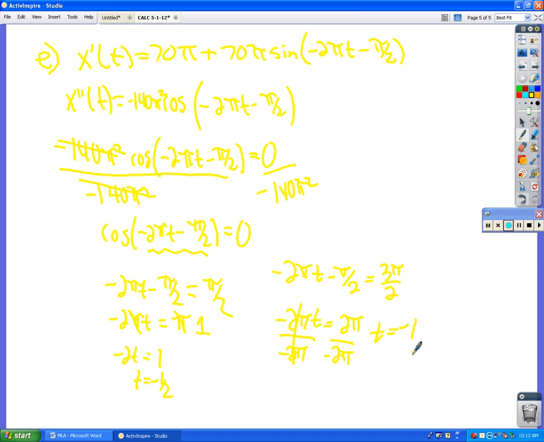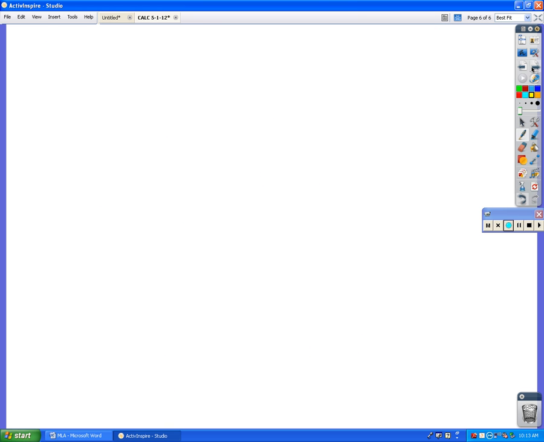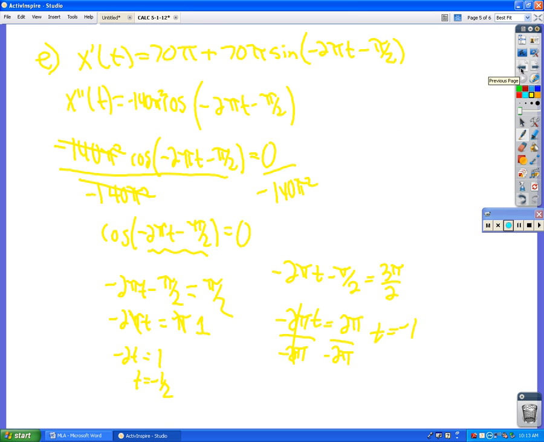Wrong direction. So instead of going this way from pi over 2 to 3 pi over 2, where's the time before this where it equals 0? Is it negative pi over 2? Here's the cosine graph. Yeah, negative pi over 2 is the other place where that's 0. So let's do that instead.